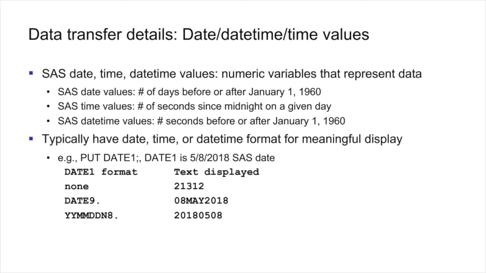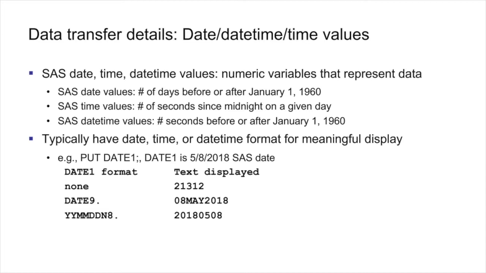Now, when we employ these in SAS, strictly speaking, it is not required that we associate formats with them, and there are specific formats associated with dates, times, and datetimes. As a practical matter, we end up having to use them because if we don't, for example, as shown on the slide, if we say put date1 and there's no format, instead of printing May 8th, 2018, it's going to print 21,312. So inevitably, for practical display purposes, we associate formats like datetime or my personal favorite, YYMMDD8. There are many, many others for each of these things.